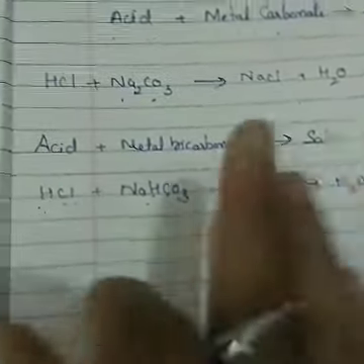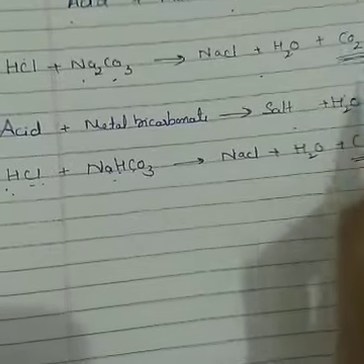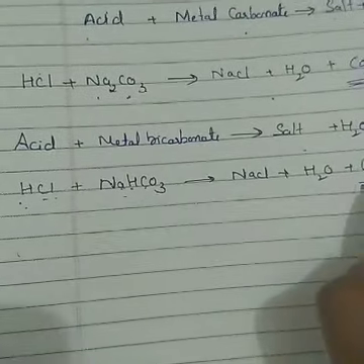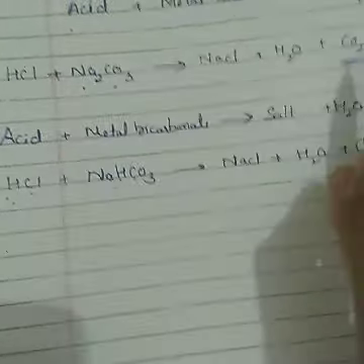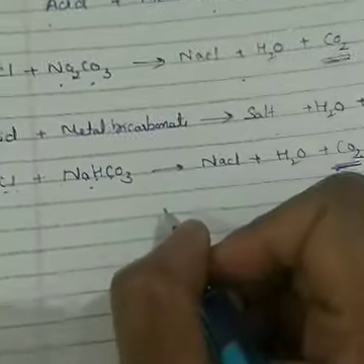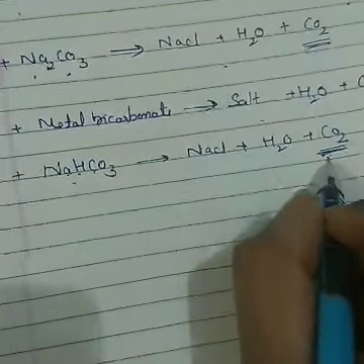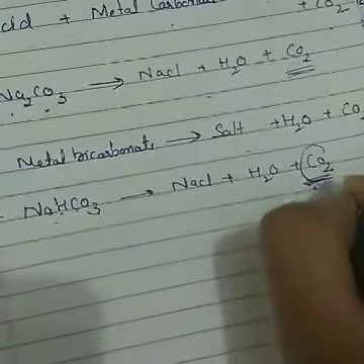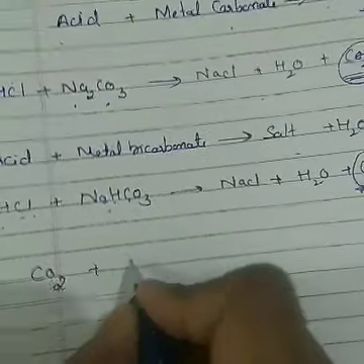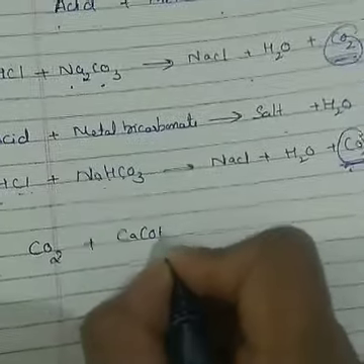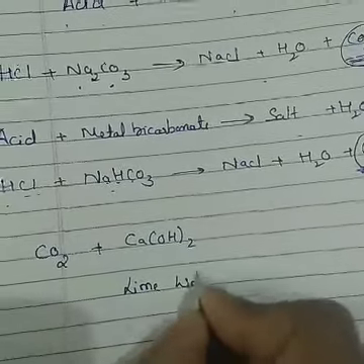Is it clear? Okay. See, in these reactions, the carbon dioxide is released. How do we know that it is carbon dioxide? What is the test to show that carbon dioxide is released? When this carbon dioxide is released, it is passed through lime water. What is lime water? It is calcium hydroxide. The other name of calcium hydroxide is lime water.